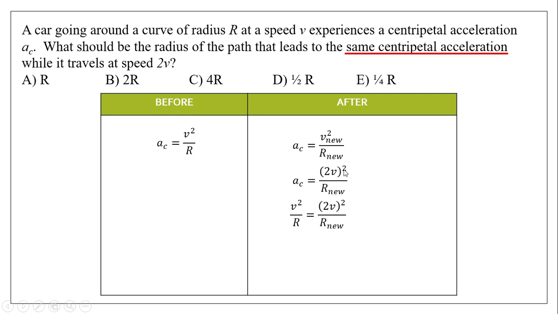You distribute the exponent, as I've done in the other slides. Here, 2 squared is 4, okay? And then R new is just R new, but you notice here, I just replace Ac with V squared over R because Ac on the left side is V squared over R. So because it's the same, I can do that quick substitution here. And then here, you notice that V squared will cancel out because it appears on both sides. And here I'm trying to solve for R new, so I want to move R new to the top left numerator. I want to move this R to the top right numerator, so do a little crisscross action there. So therefore, we have R new, which is equal to 4R. So the answer for this one is going to be C, because that is 4R.